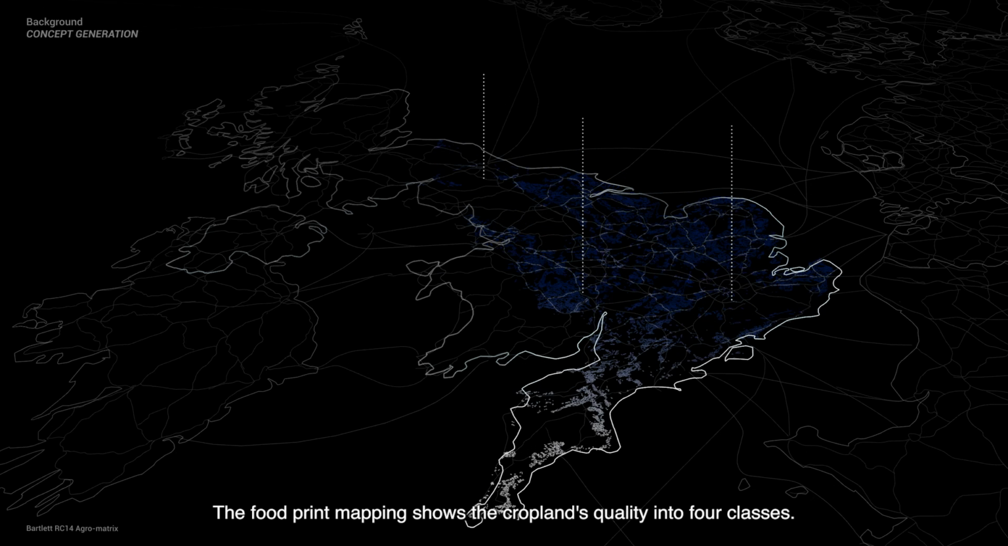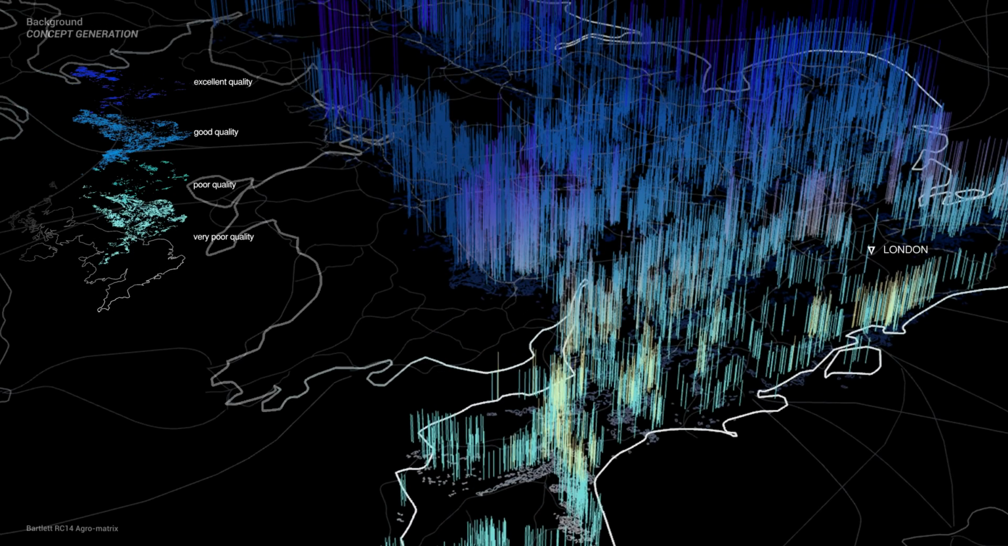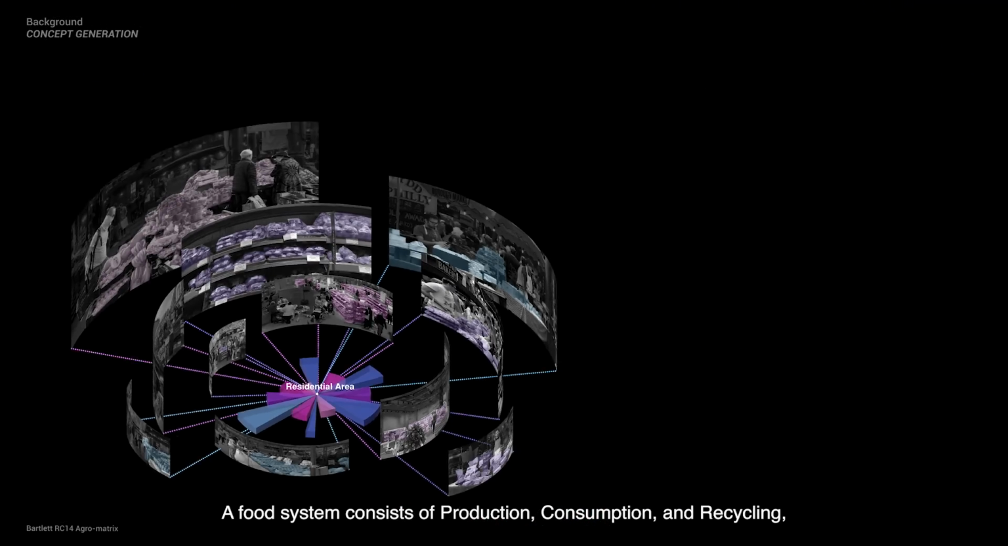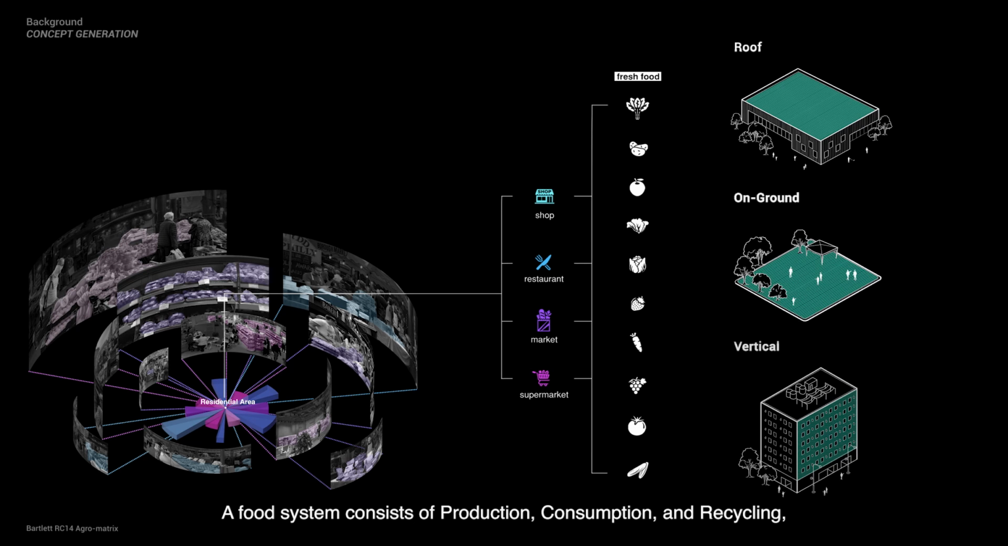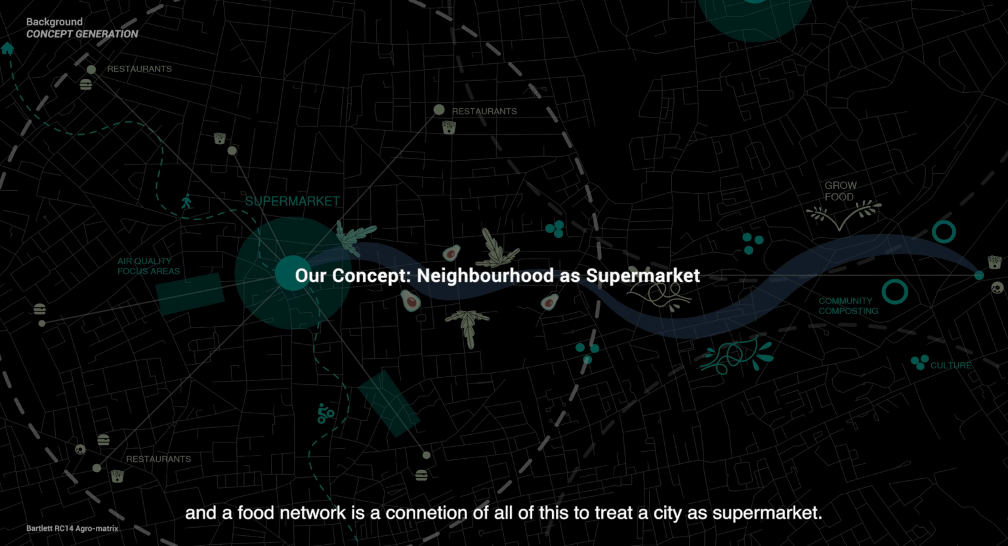The footprint mapping shows the cropland's quality in 4 classes. A food system consists of production, consumption, and recycling, and a food network is a connection of all of this. It treats the city as a supermarket.